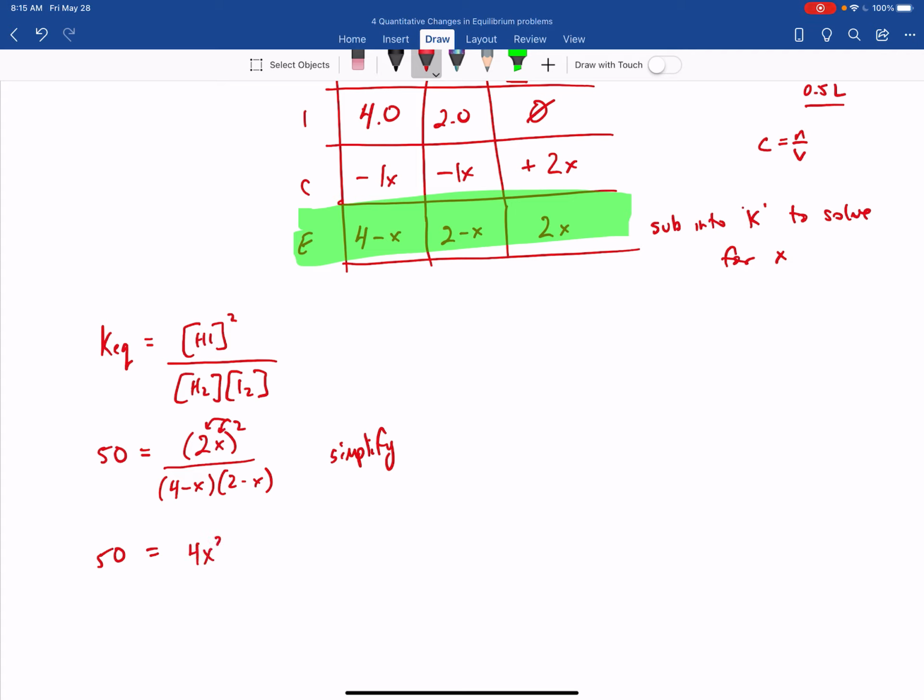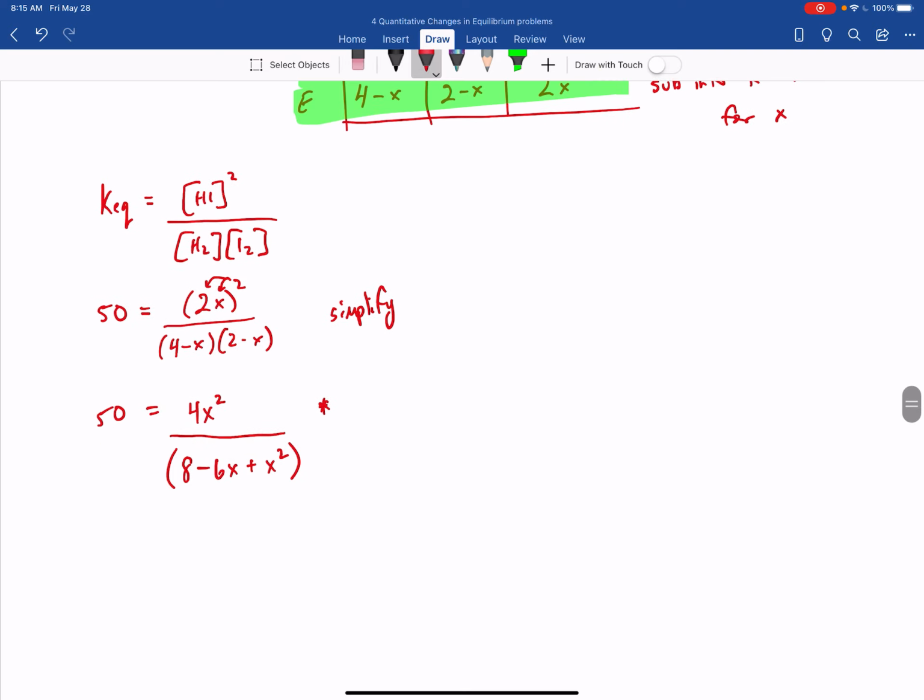So we've got 4x squared. It's a very common mistake to forget to square the first part. And then when you multiply those two binomials, you'll get 8 take away 6x plus x squared, right? I've just simplified that out without showing all the steps, just for ease. But remember FOIL, right? Multiply these two together, and then add like terms. Okay, so that should be something you're comfortable doing by now.